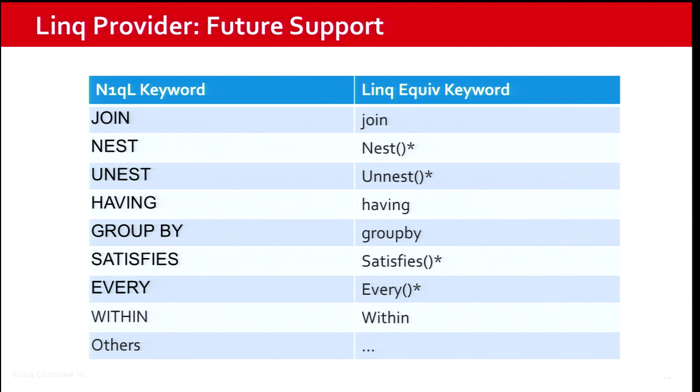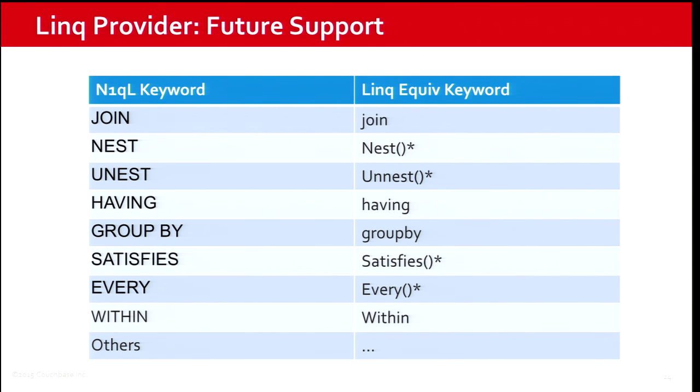So what are we going to support in the future? Right now, we're looking at joins, which will be the first additional feature we're going to add. Later on, nest and unnest, which are N1QL-specific keywords. Nest means create a nested document from a flattened document, and unnest means create a flattened document out of a nested document. Then support for having and group by, and some more N1QL-specific keywords like satisfies, every, within, and eventually the full set as much as we can.